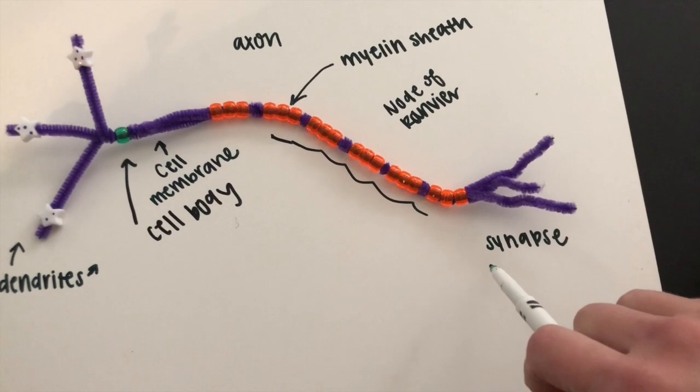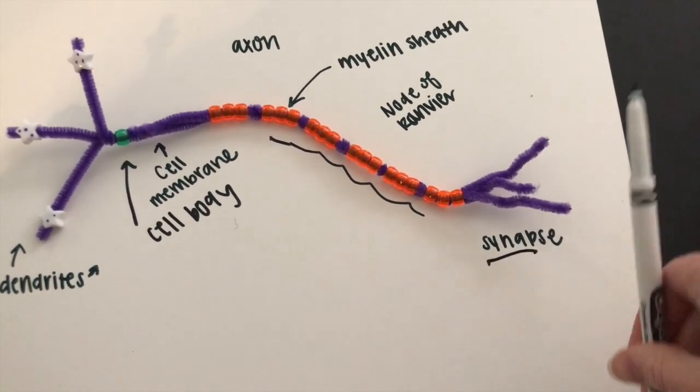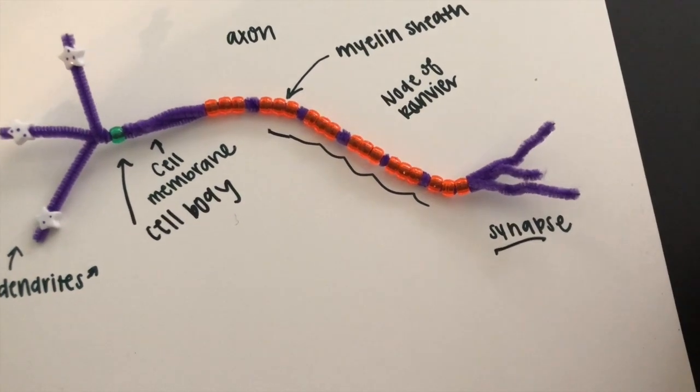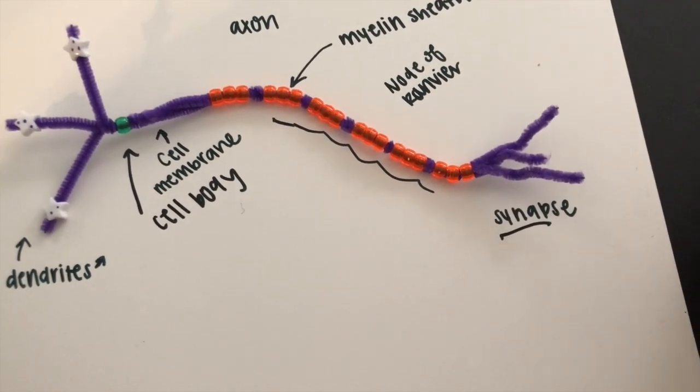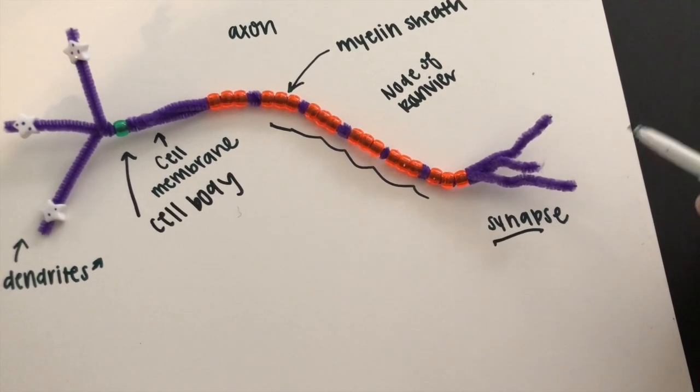Then finally, as we've talked about before, the synapse is the gap which enables the signal to be passed to the next neuron, the dendrite of the next neuron. The neuromuscular junction is the synapse between the motor neuron and a muscle.